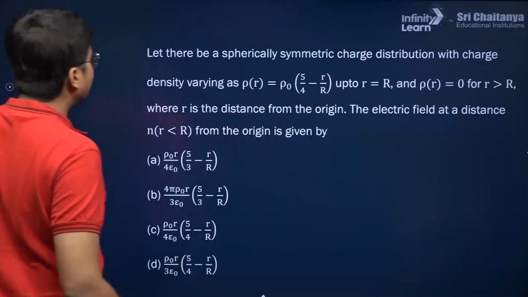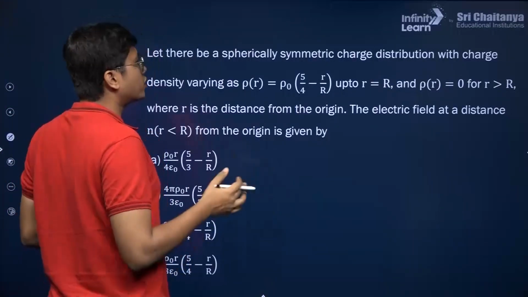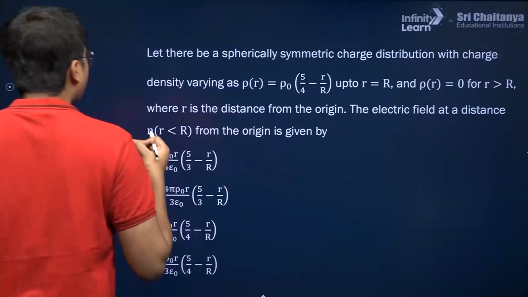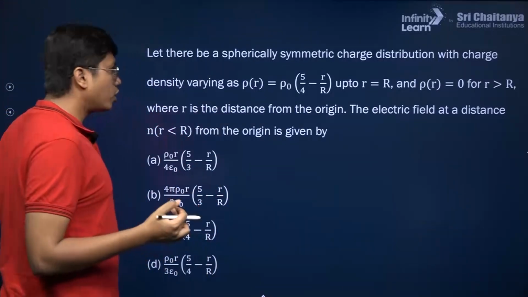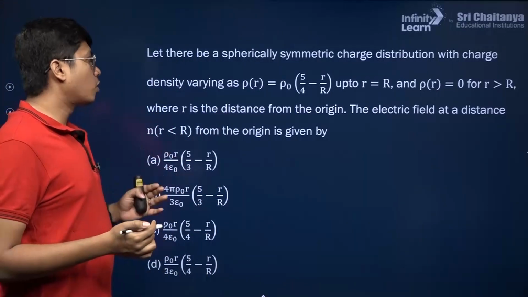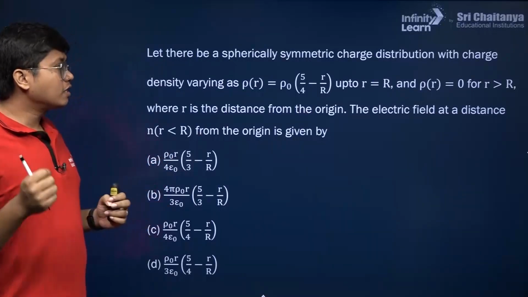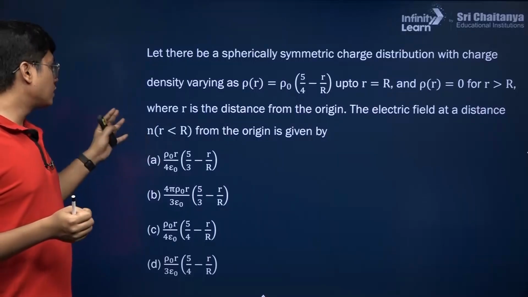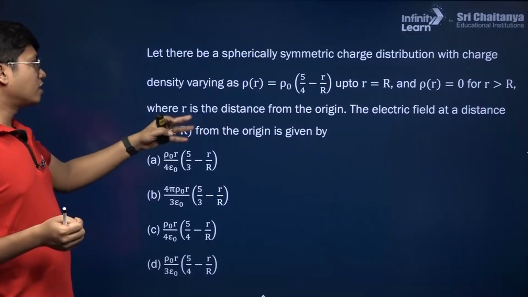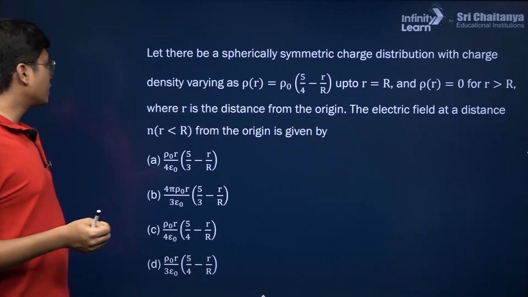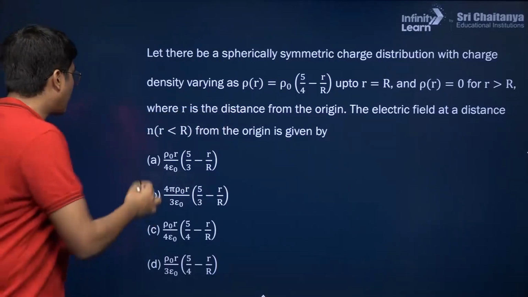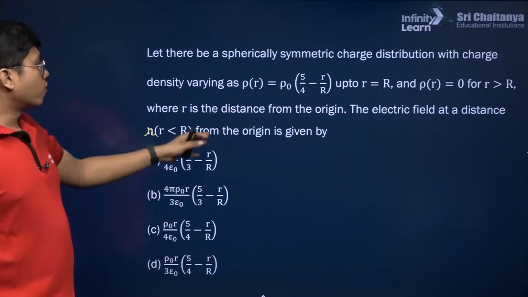Next question says, let there be a spherically symmetric charge distribution with charge density varying as rho of r is equal to rho naught into 5 by 4 minus small r by capital R, up to small r equal to capital R, and rho of r is equal to 0 when small r is greater than capital R, where r is the distance. The electric field at a distance r from the origin is given by.